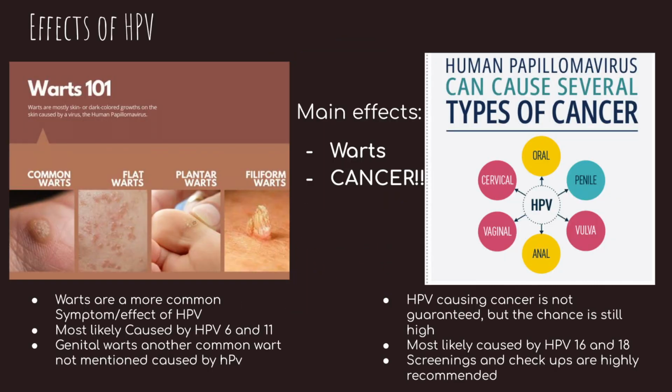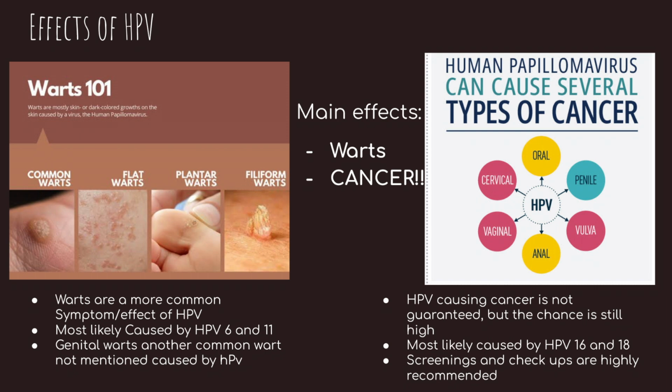HPV effects. Human papillomavirus has two main effects, warts and cancer. Warts are described as small, non-cancerous skin growths and are more than likely caused by HPV. The warts list include genital warts, common warts, warts that are found on the hands, plantar warts, warts that are found on the feet, flat warts, small warts around the mouth, and filiform warts. Warts found in the face, neck, eyes, or lips.